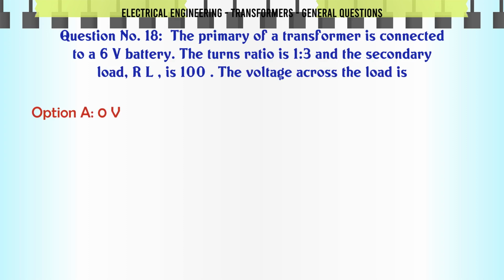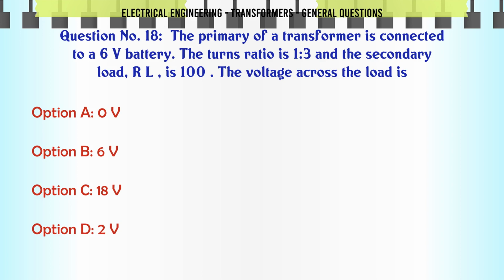The primary of a transformer is connected to a 6 V battery. The turns ratio is 1:3 and the secondary load RL is 100 Ω. The voltage across the load is A. 0 V, B. 6 V, C. 18 V, D. 2 V.